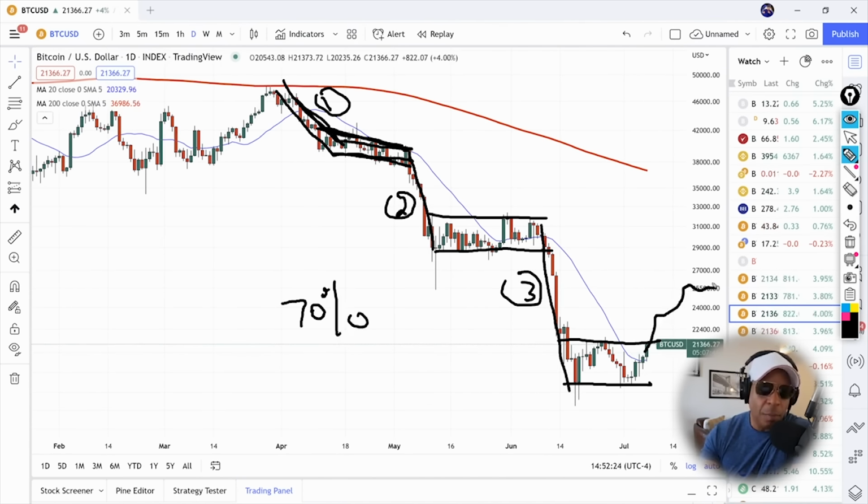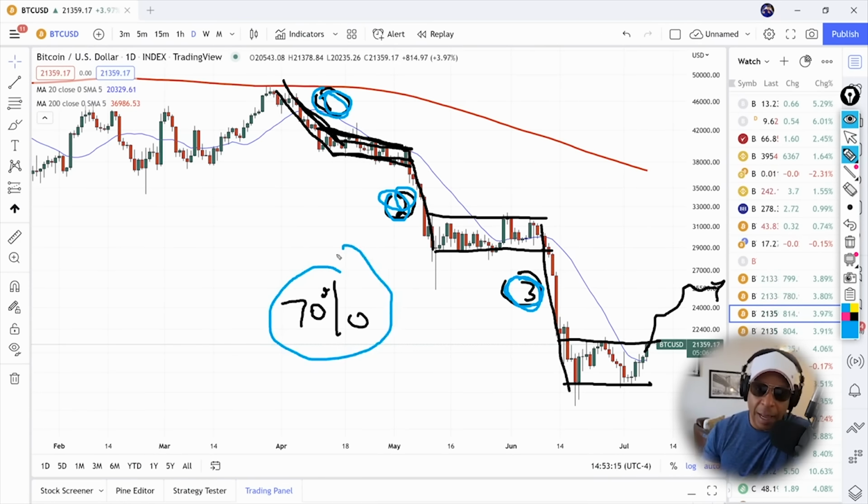change in some form or another after how many legs? Let's see, boys and girls. 1, 2, 3. Is it possible for a 4th leg? Of course. Are the odds that we are at or near the bottom higher than not? Yes. Isn't 70% higher than not? Doesn't make another leg down impossible.